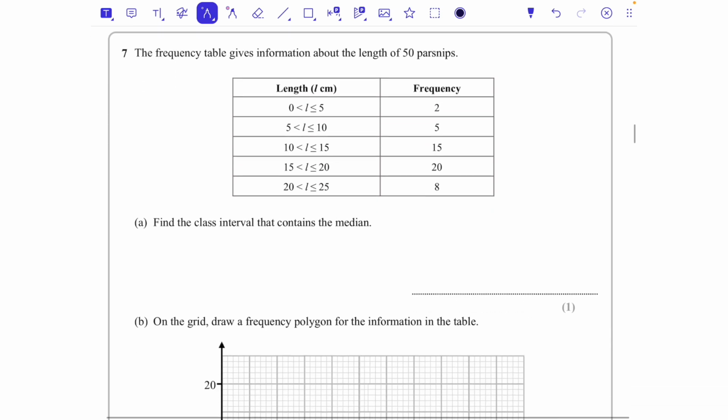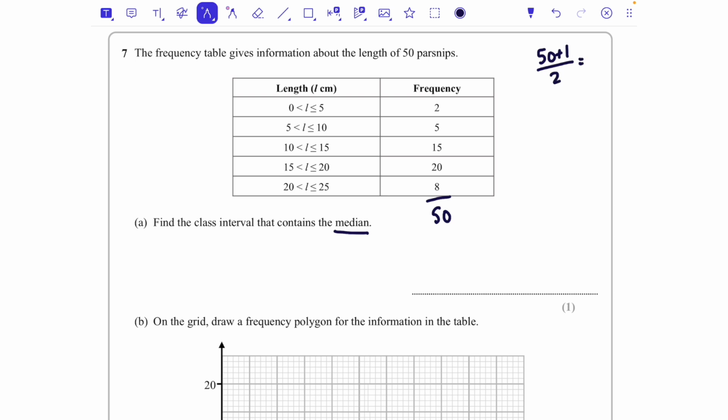Okay, question number 7. The frequency table gives information about the length of 50 parsnips. Find the class interval that contains the median. So there are 50 parsnips here. This adds up to 50. If we want to know where the median is, remember the median is the middle. If I want to find that middle value, I would add 1 and divide by 2.